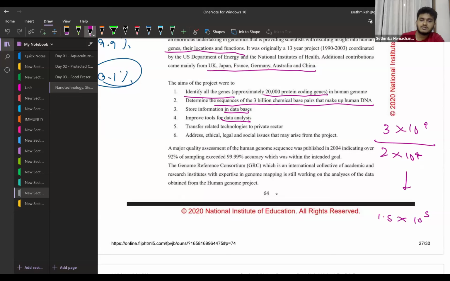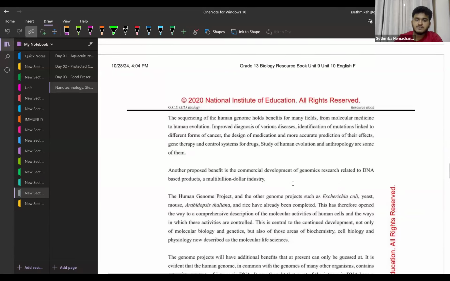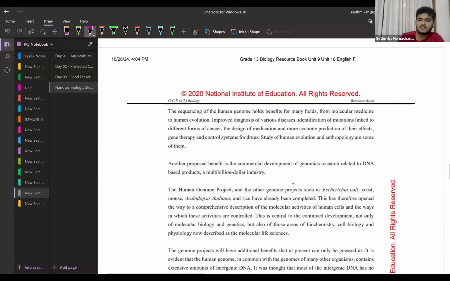The Genome Reference Consortium, which is an international collective of academic and research institutes with expertise in genome mapping, is still working on the analysis of the data obtained from the Human Genome Project. The sequencing of the human genome holds benefits in many fields. All right. So it holds benefits.